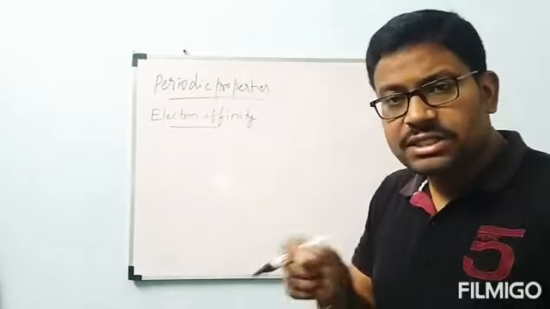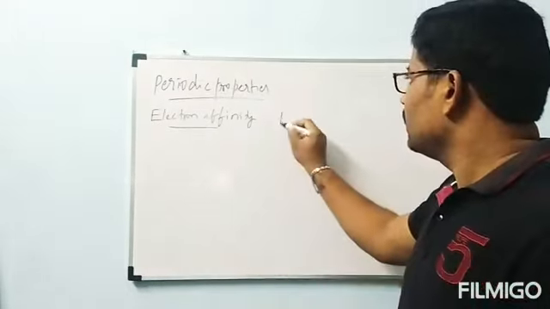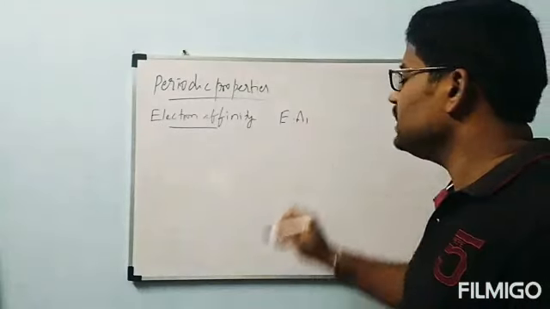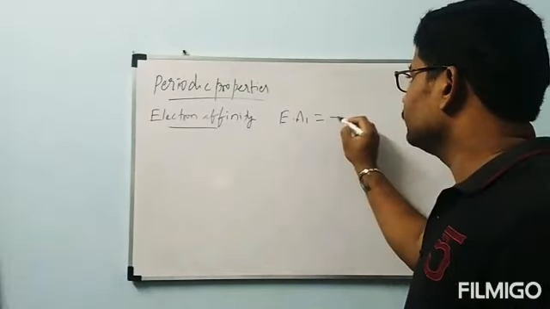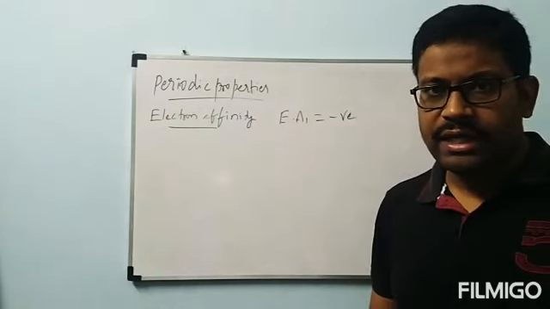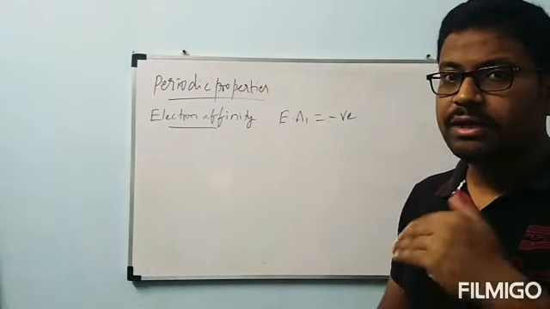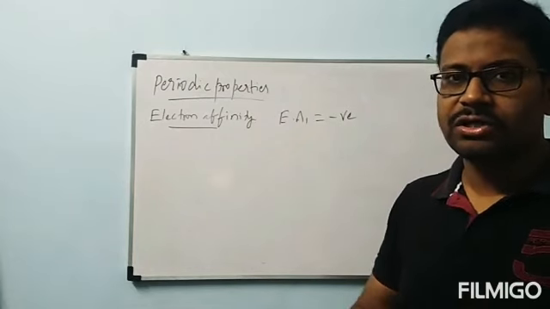When that electron is getting added, what happens? Energy is released. So EA1 is negative. Negative is nothing but energy is released. But coming to EA2 and EA3, those are positive values.